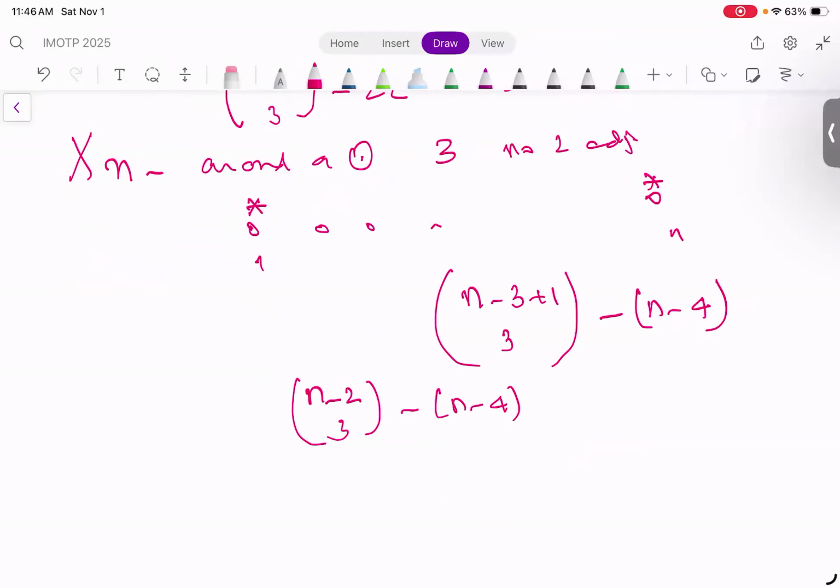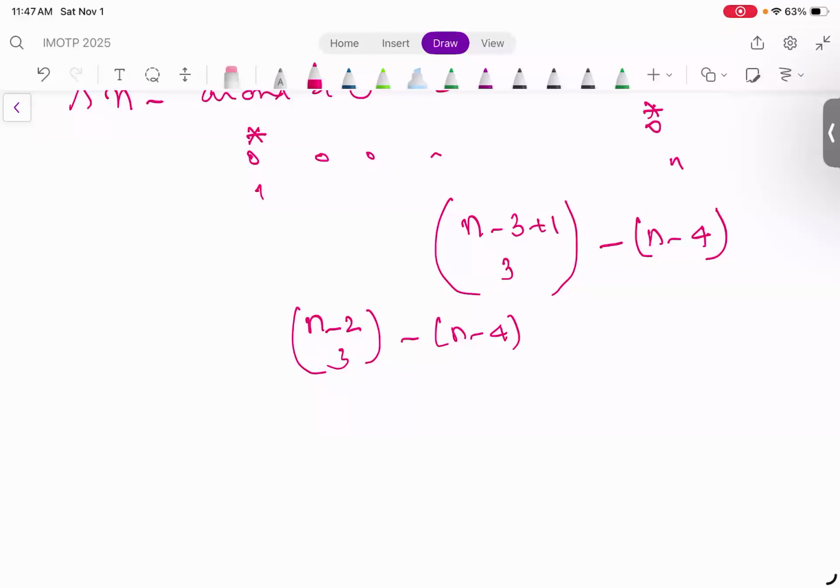So the formula for this one is (n minus r plus 1) choose r minus (n minus r minus 1). Yes, sir. Okay, so this looks a bit bad, meaning it is hard to remember.